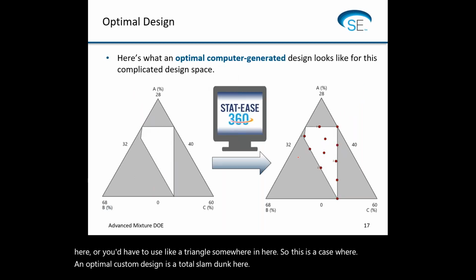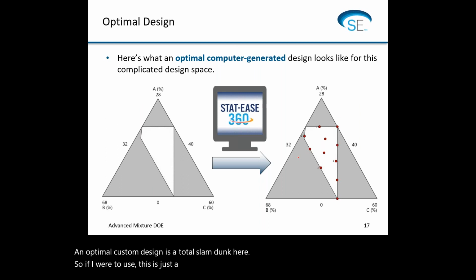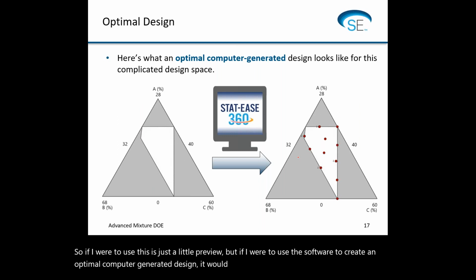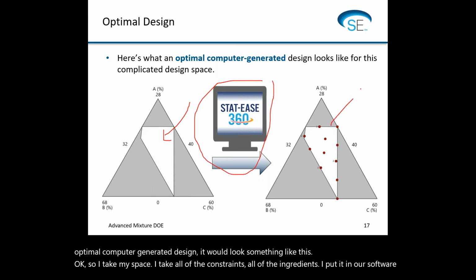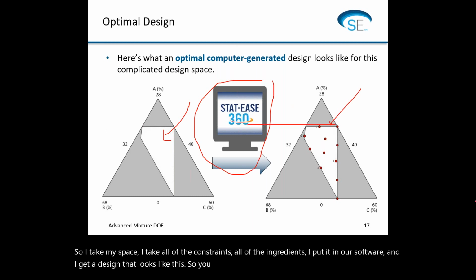So this is just a little preview, but if I were to use the software to create an optimal computer-generated design, it would look something like this. Okay, so I take my space, I take all of the constraints, all of the ingredients, I put it in our software, and I get a design that looks like this. So you see the red points are basically where I am doing a run.